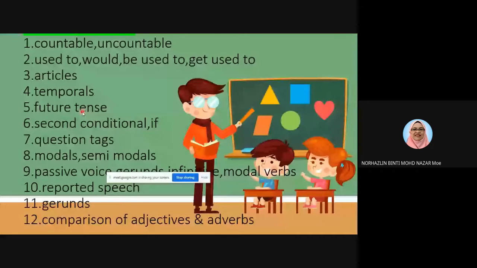And then the next grammar you are going to cover this year is the second conditional if. You have learned in Form 1 and Form 2, if I'm not mistaken, zero conditional if and first conditional if. But in Form 3, you're going to study the second conditional if. So refresh your memory. Next, question tags. Basically, you have to use the WH questions, and then change that into a normal sentence.